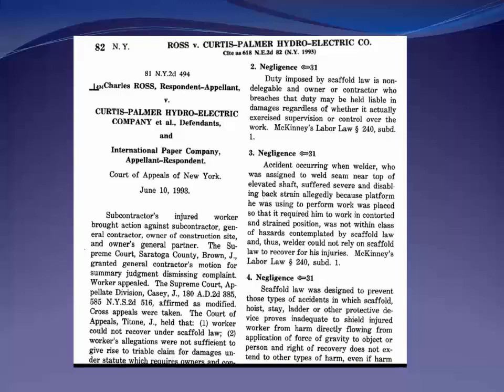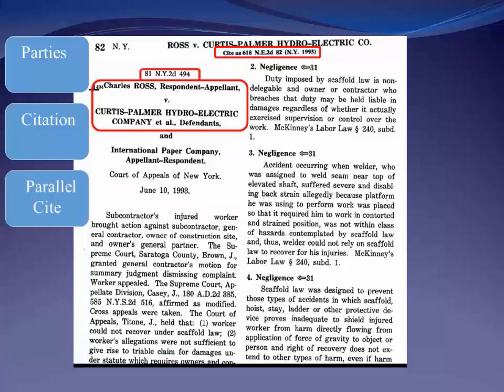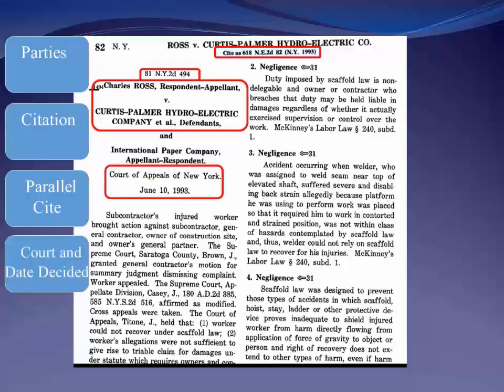So here's the parties. Those are the litigating parties. There's the citation. So that's the Blue Book compliant cite to the Northeast reports for a New York Court of Appeals case. There's the parallel cite. There's the New York official reporter. If we were before a New York court, we would use that. There's the court and the date decided, so you can tell who's making the jurisprudence.